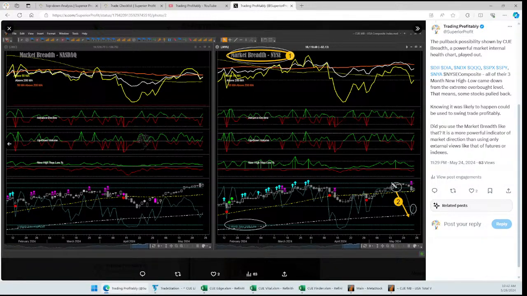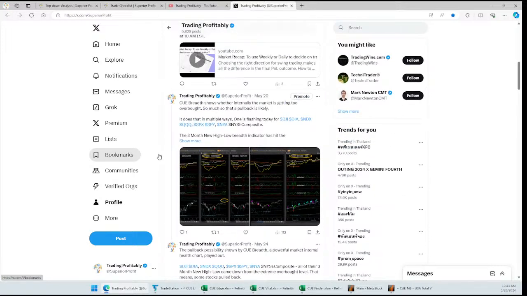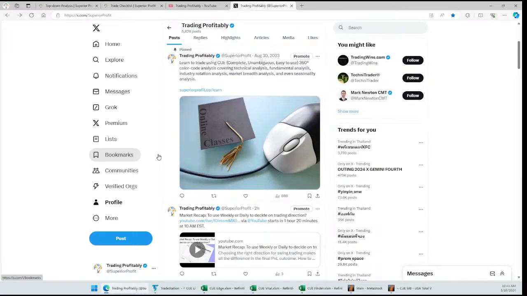What did it mean when it became overbought? That it was likely some stocks would pull back, and that indeed happened, that we can see from the 3-month new high low coming down. So you could look at reversal trades at the top. When these breadth indicators are at extreme high, you could look for reversal trades at the high, or you could look for trend following trades that were already cascading down. That again shows the value of studying what is happening under the hood using this breadth analytics.